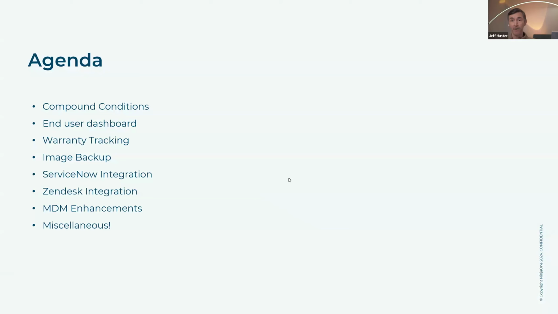Let's go ahead and talk about our agenda for today. I'm going to be very, very brief on the PowerPoint today. I want to spend most of our time actually in the NinjaOne product, taking a look at how everything actually works, some real-world examples. The first thing we're going to talk about is compound conditions.